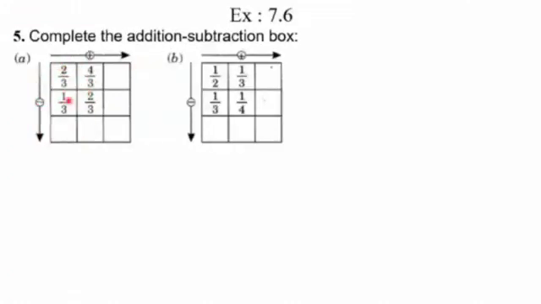So this is a row. When you move horizontally, that is row wise, we have to do addition. And column wise from up to down, if you are moving, then you have to do the fractions subtraction and get the answer in this empty box.